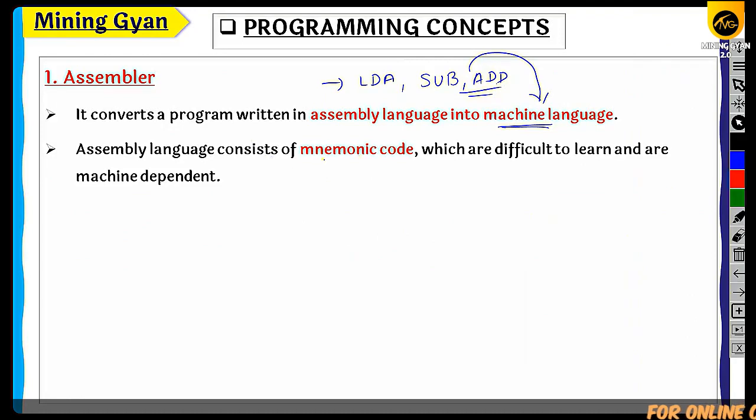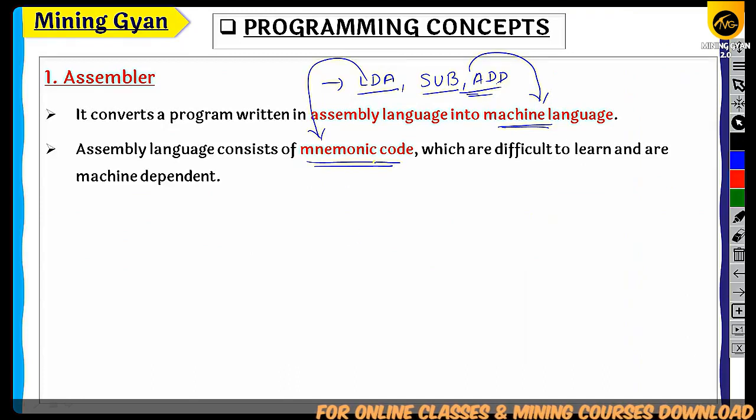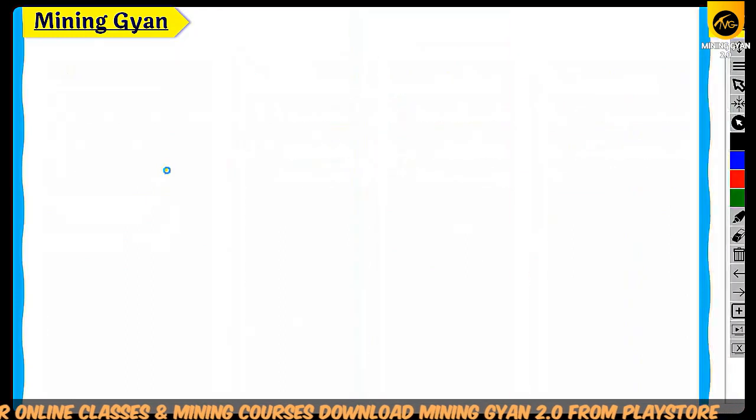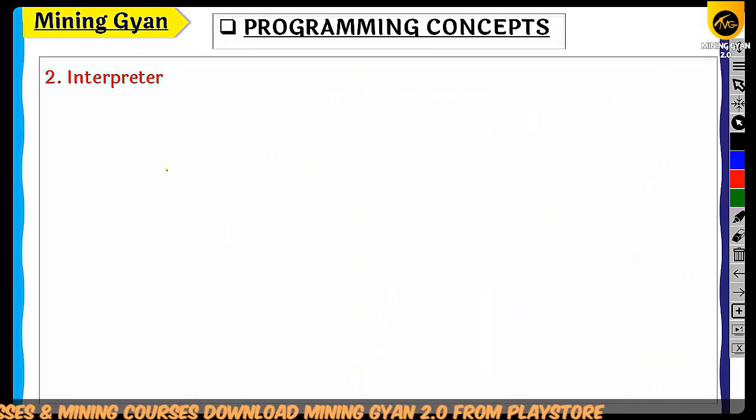Assembly language consists of mnemonic codes. So basically these LDA, sub, add are all called mnemonic codes. These mnemonic codes are difficult to learn and are machine dependent. The most challenging part is to memorize all these types of instruction sets, which is hard to memorize. That's why we use high level language, which is easy to remember and easy to learn.